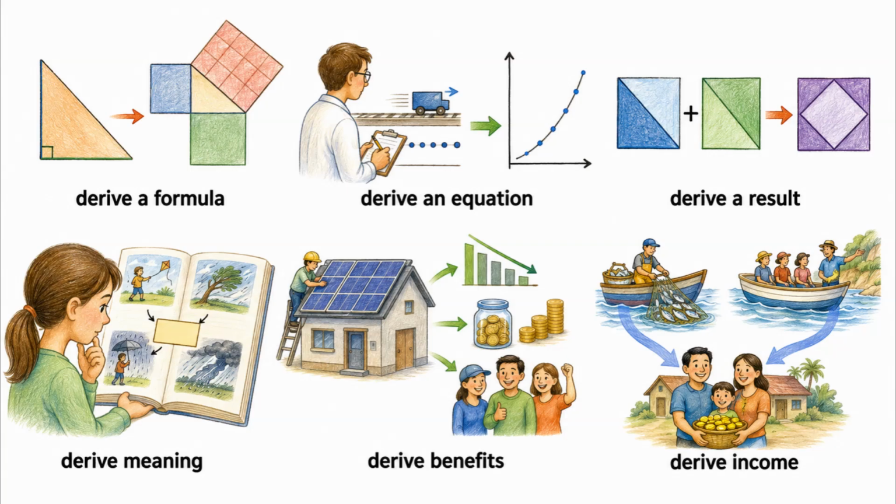Readers derive meaning from the words, context, and examples in the passage. Small businesses can derive benefits from lower energy costs. Many local families derive income from fishing and tourism.